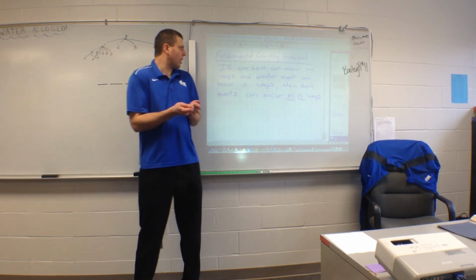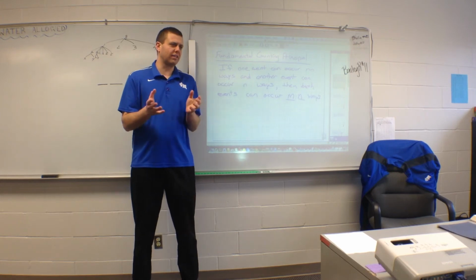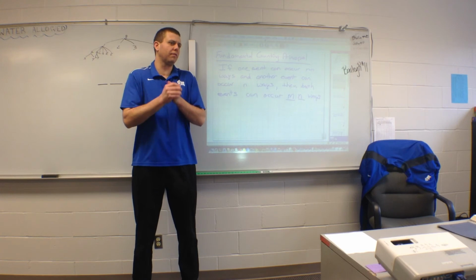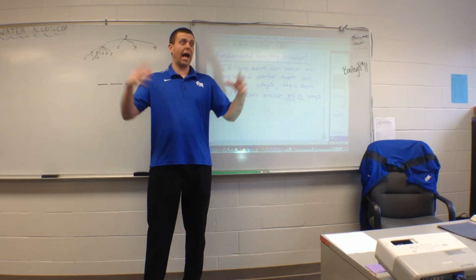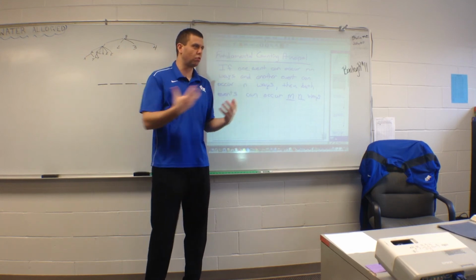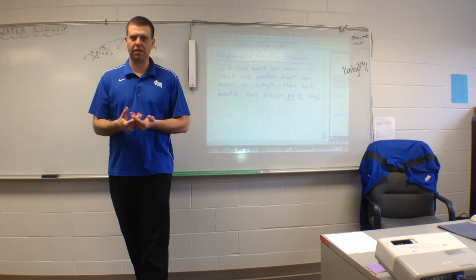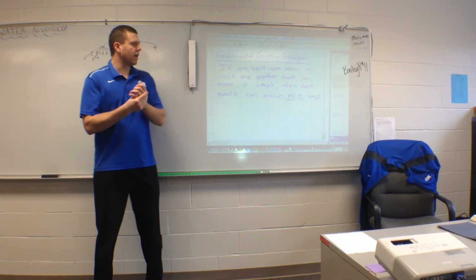How many different ways could I have selected the pair of pants? 4. How many different ways could I have selected a shirt? 6. How many different ways could I have selected the shoes? 2. So how many different outfits, how many ways could I dress? 4 times 6 times 2. You multiply all those possibilities together. Okay? That's what the fundamental counting principle says.